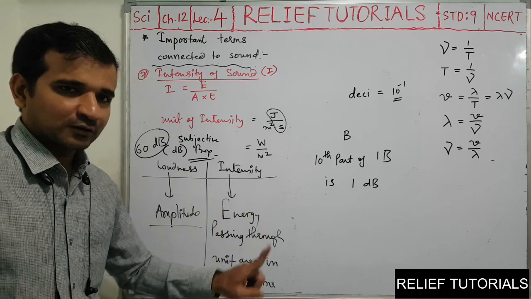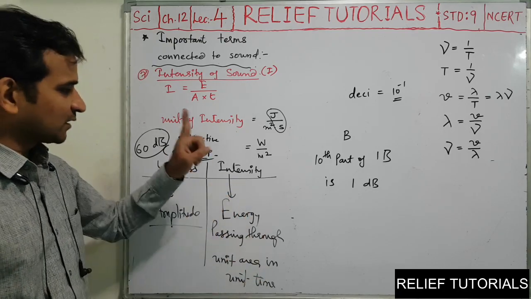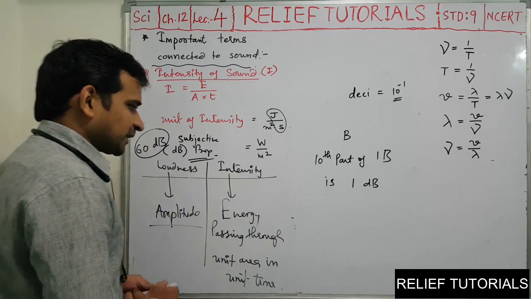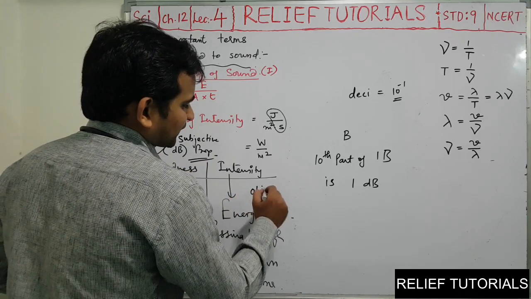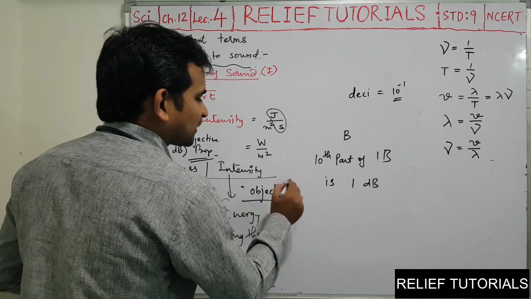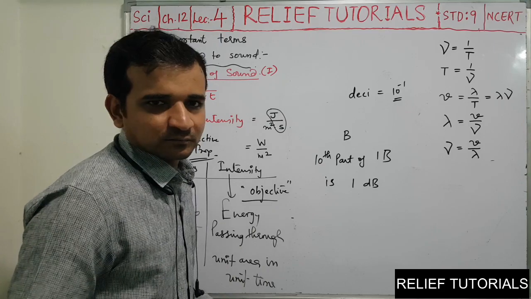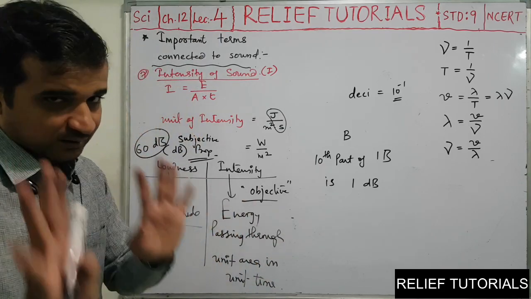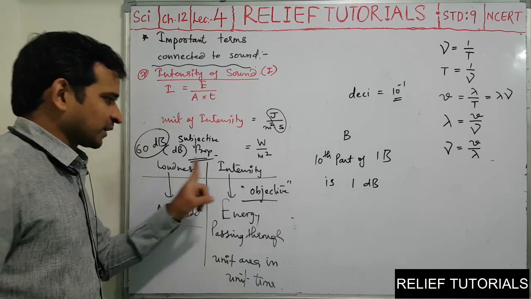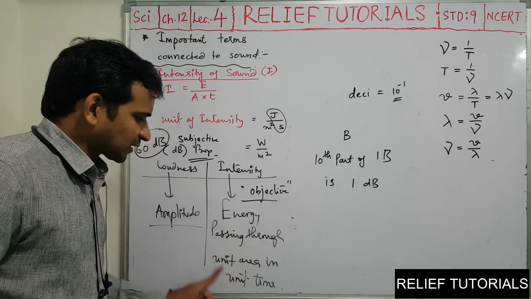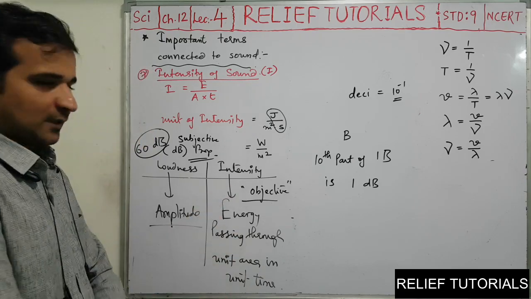Intensity is not subjective. It has a particular definition, a particular unit, and it is the same everywhere. So intensity is an objective property. Objective property means it does not depend on person to person. It depends on a definition. Loudness has no definition. Yes, loudness depends on amplitude. Intensity depends on energy passing through unit area in unit time, which is the definition of intensity.